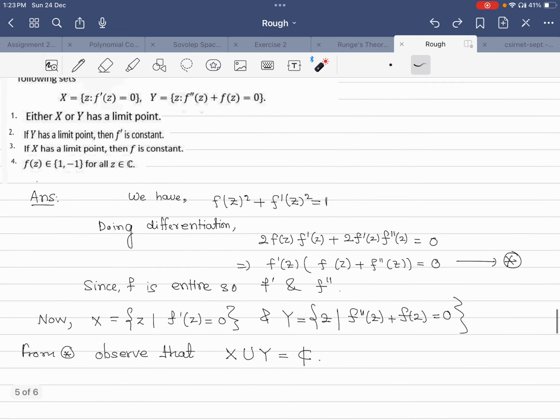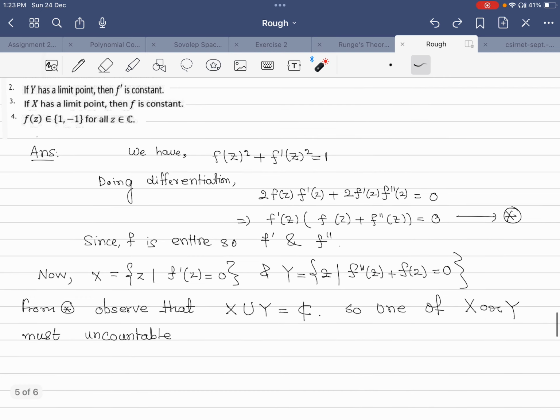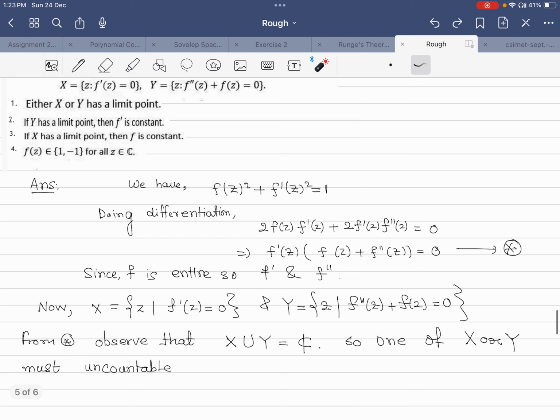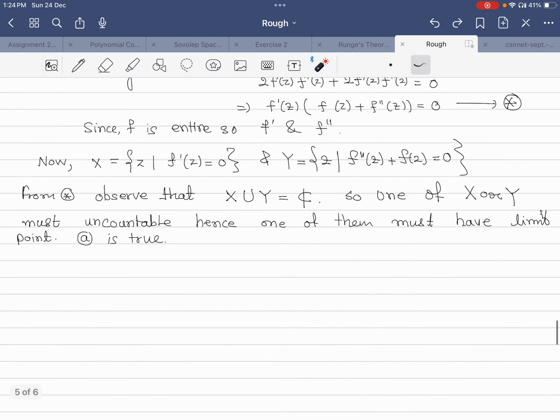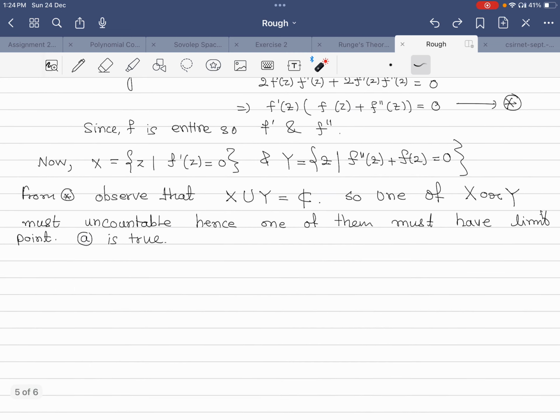Now, if the union is the whole of C, obviously one of them should be uncountable, because the union of two countable sets cannot be C, since C is uncountable, right? So obviously one of them is uncountable, and we know an uncountable subset of C has a limit point. So the first option is true: either X or Y has a limit point. So A is true, right?